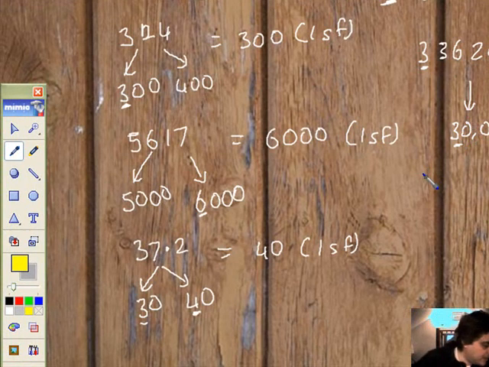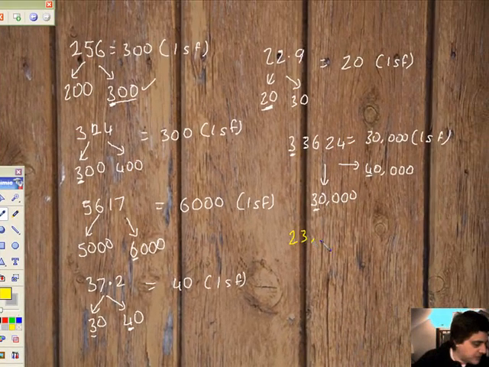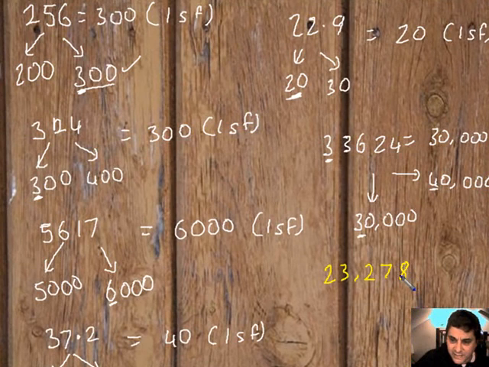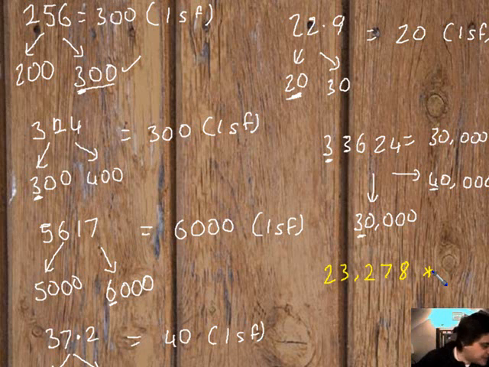Okay, the number of spectators at an athletics meeting is this number here. So we have 23,278 participants, no, spectators. Anyway, that's the number we're looking at here. And then it says a local newspaper reported this as 24,000.